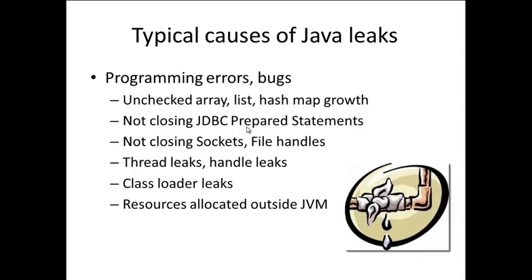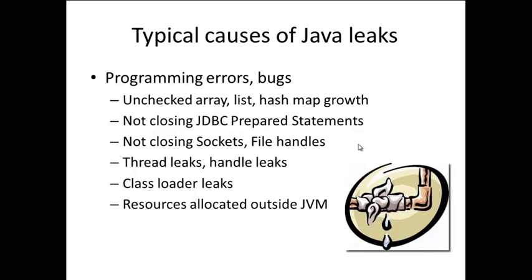So if we look at the typical causes of leaks, and in fact this applies to JVM, but really is not limited to JVM. The same paradigm applies to operating systems, C++ applications, or .NET. What you typically find, from my experience, is that the typical causes of such leaks are programming errors or bugs. Some examples of such leaks are unchecked arrays or hash map growth.